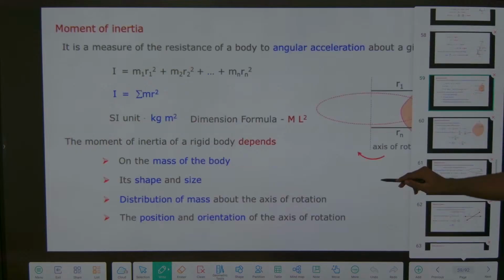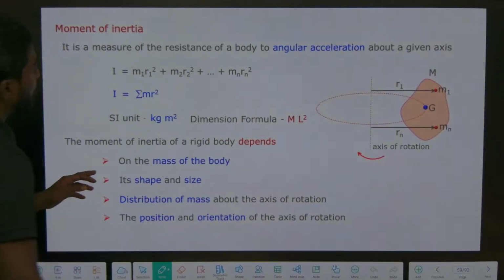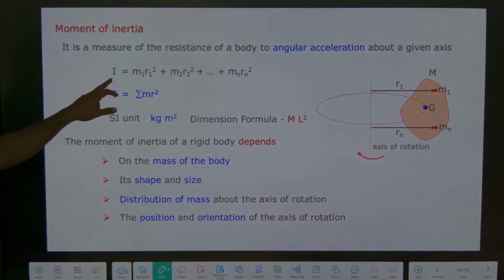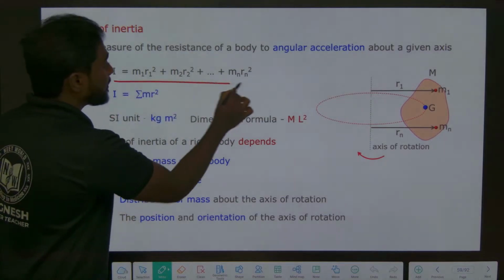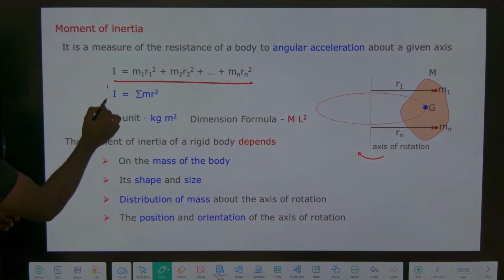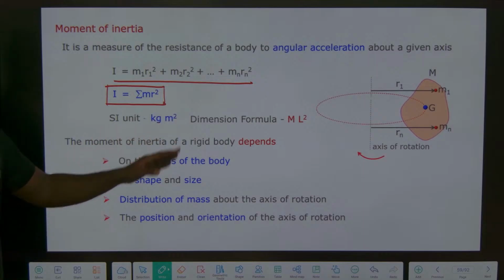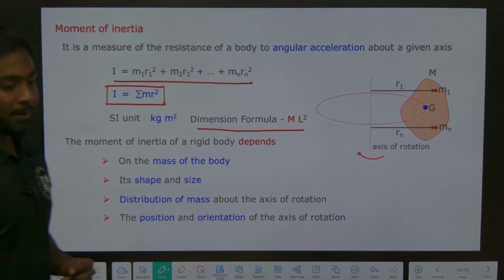So the next topic is moment of inertia. It is the measure of the resistance of a body to angular acceleration about a given axis. The formula, if we consider n particles, is I equals m1 r1 square plus m2 r2 square plus up to mn rn square. So it is I equals the summation of m r square from i equals 1 to n. The SI unit is kg meter square. The dimensional formula for this is M L square T power 0.